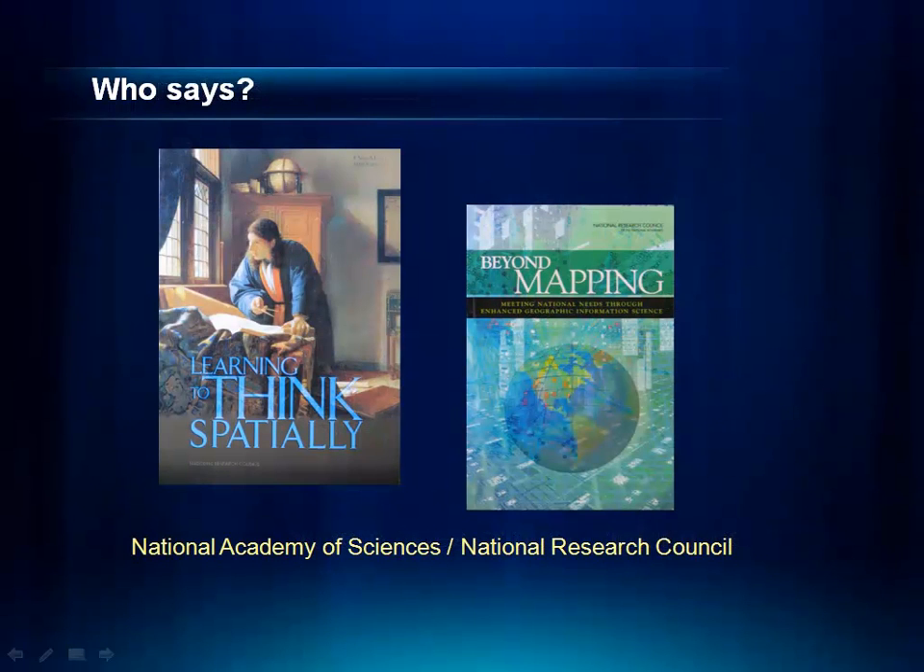Well, who says so? The National Research Council, part of the National Academy of Sciences, put together a volume taking a look at learning to think spatially. And they said it's so important to everything that we need to do in our lives that students should be doing this in all grades, and they can do this in all subjects. And GIS is very useful for helping people learn to think spatially.